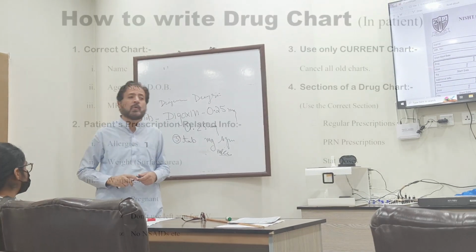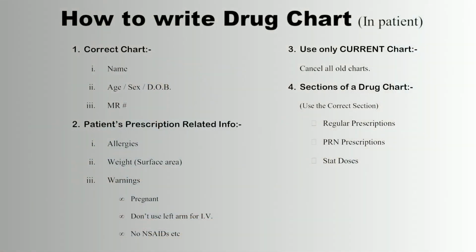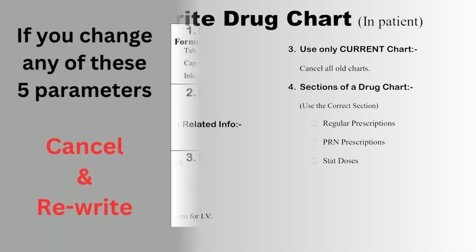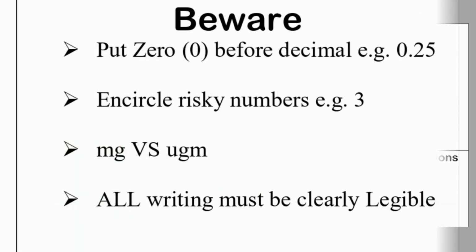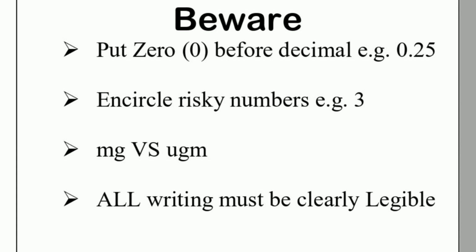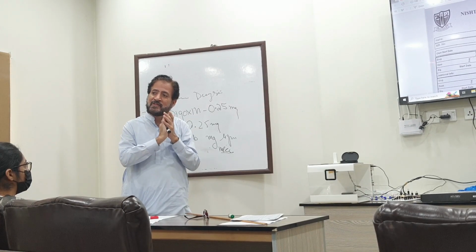So this is how we write safe drug charts, right? These are the various steps about the drug chart itself, and then the 5 parameters that you have to fill in about the medicine that you are prescribing, and then a few instructions that you need to be especially wary of so that our patient remains in safe hands.